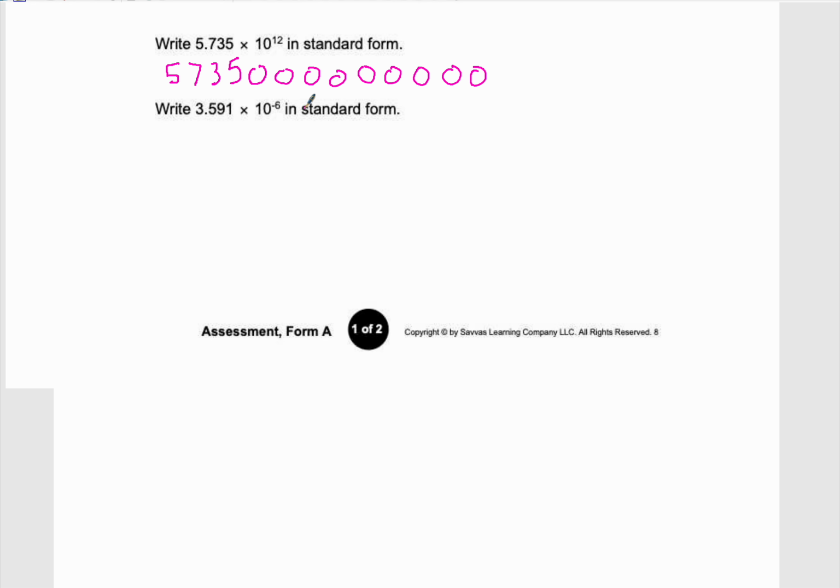With a negative exponent, we again need to move the decimal 6 times. This time we're going to move it 6 times to the left, which means I need to put some zeros in front. If I put 6 zeros, then 3, 5, 9, 1, and I put a decimal after my first 0, that's the right spacing, because it was here after the 3, and I moved it 1, 2, 3, 4, 5, 6 times. The exponent is just telling us how many times to move the decimal point, what power of 10 we're multiplying by.